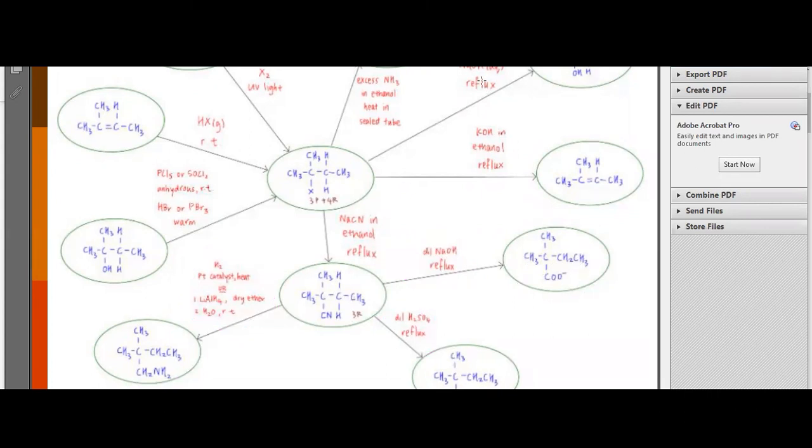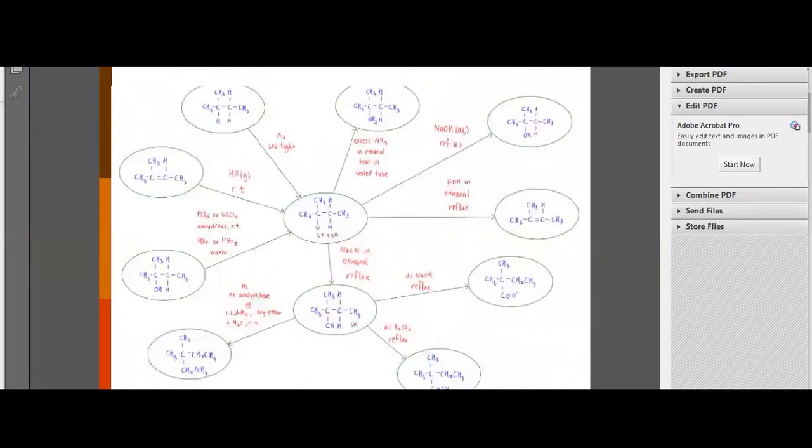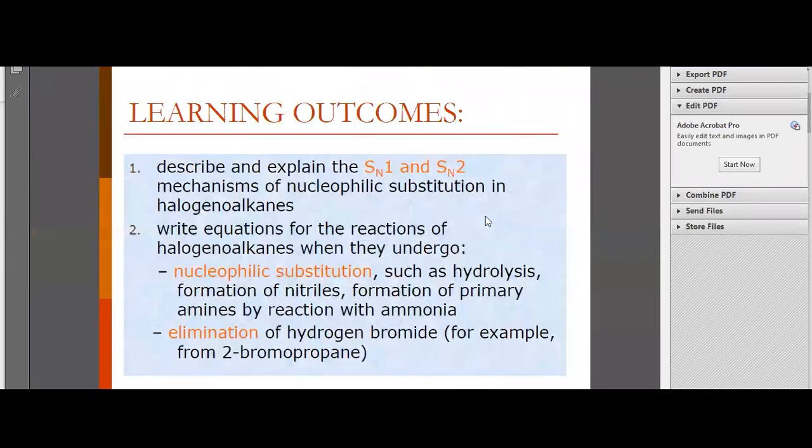Okay, so that's all about halogenoalkane. This is the learning outcomes.